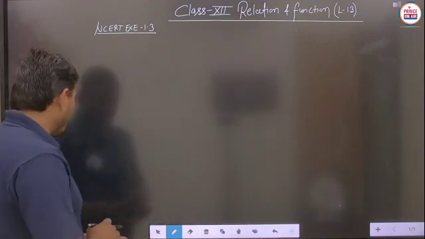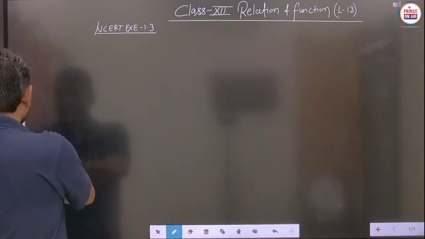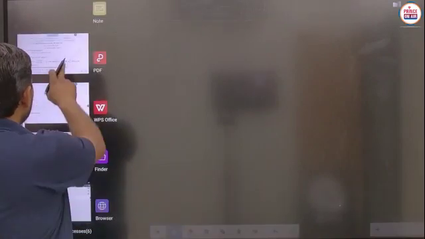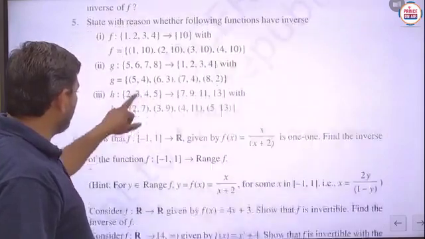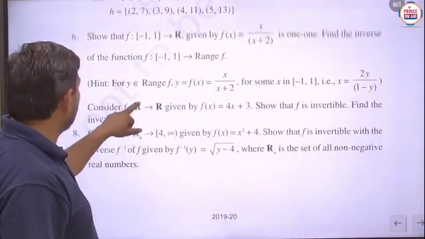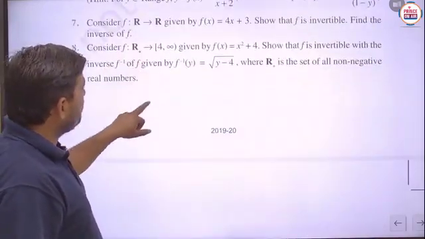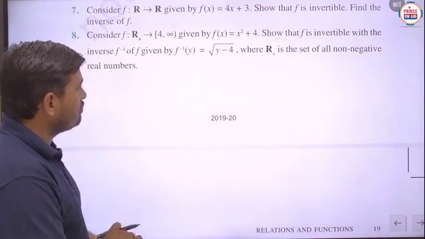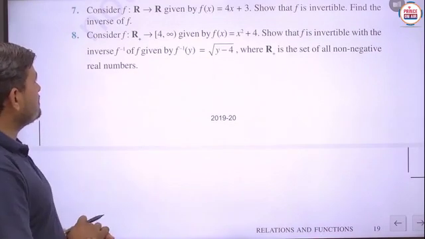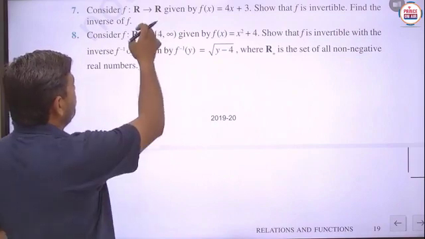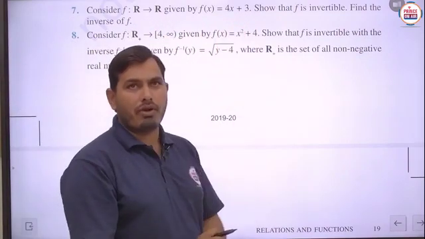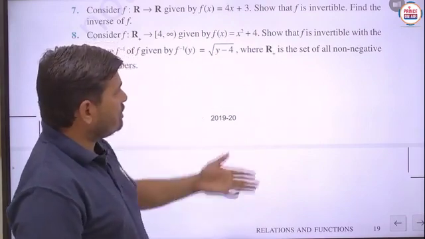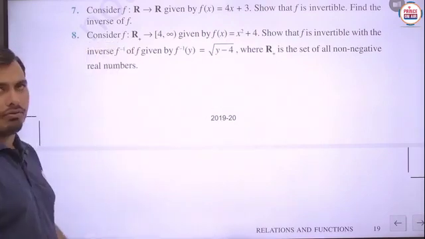So in exercise 1.3, we have solved up to question number 6, I think. Now today we will start with question number 7. Question number 7 says: consider f defined from real numbers to real numbers and given by f of x equals 4x plus 3. Then we have to show that f is invertible and find the inverse of f.